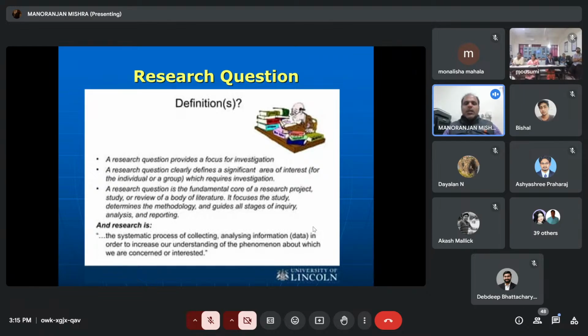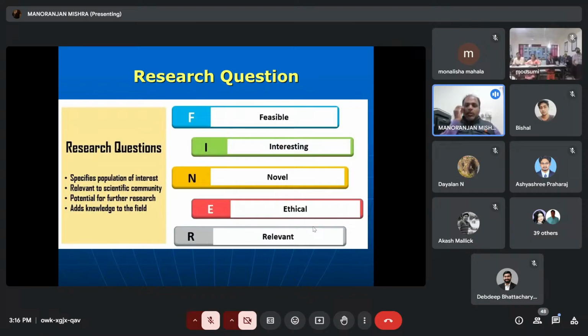A research question clearly defines a significant area of interest which requires investigation. A research question is the fundamental core of a research project, study, or review of a body of literature. It focuses the study, determines the methodology, and guides all stages of inquiry, analysis, and reporting. Research is the systematic process of collecting and analyzing information in order to increase our understanding of phenomena about which we are concerned or interested. So this is the research question, and it should be final.